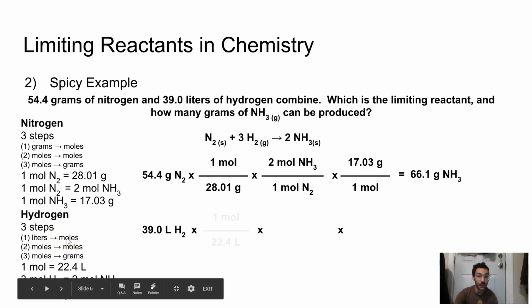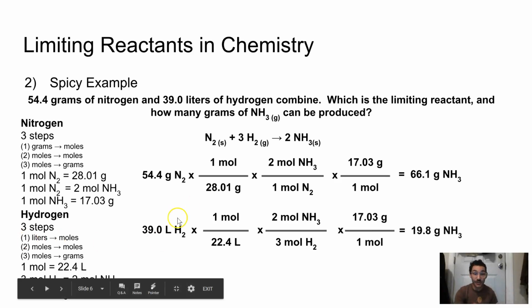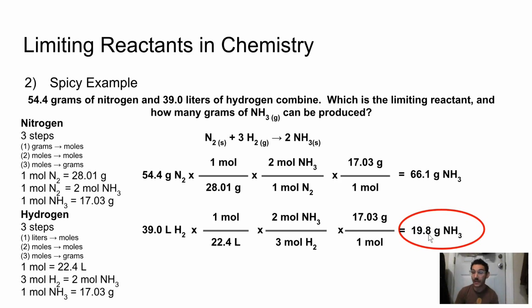I'll do the same process for hydrogen, except using the correct conversion factors. So first I'll use that 22.4 liters to get rid of my units of liters and change to moles. Then I'll use that balanced chemical equation to change from moles of hydrogen to moles of ammonia. And then lastly, I will again change from moles of ammonia to the mass of ammonia. So I can see based on this that my hydrogen makes a very, very small amount of ammonia. So which one of these is the limiting reactant? That's right, it's the hydrogen, because hydrogen makes less product. So I will circle that as the amount of NH3 that can be produced.